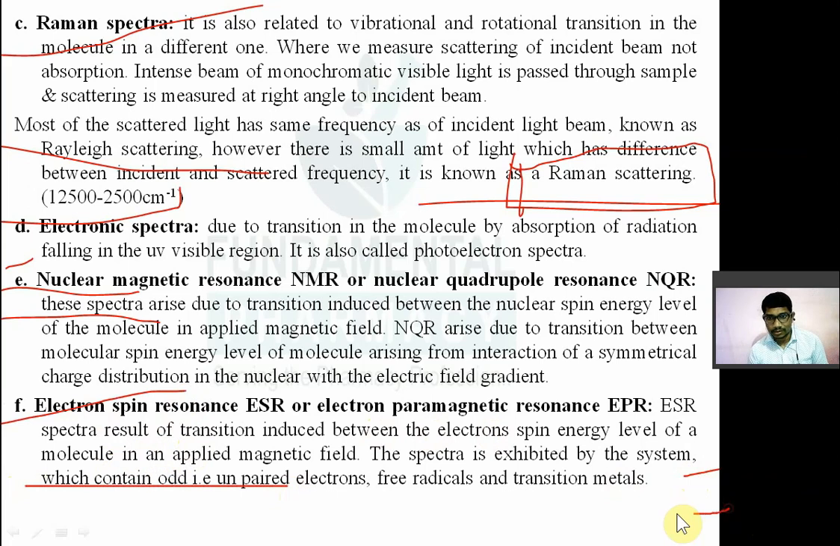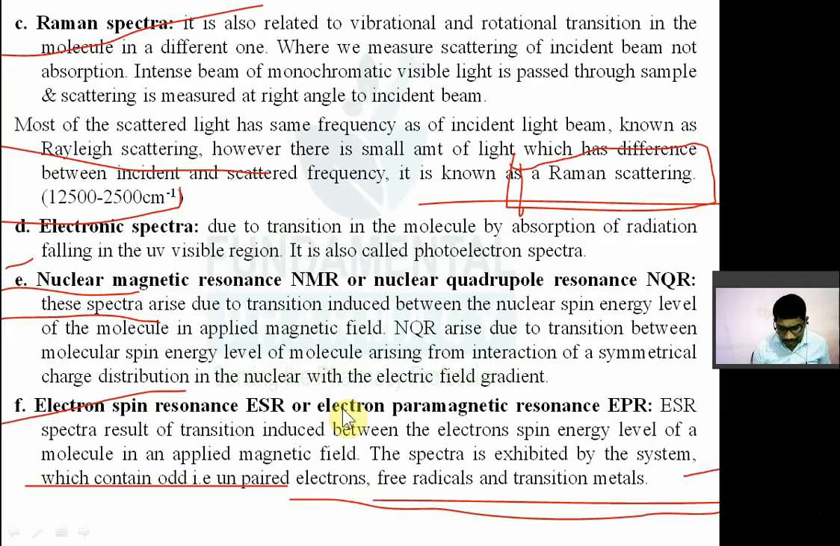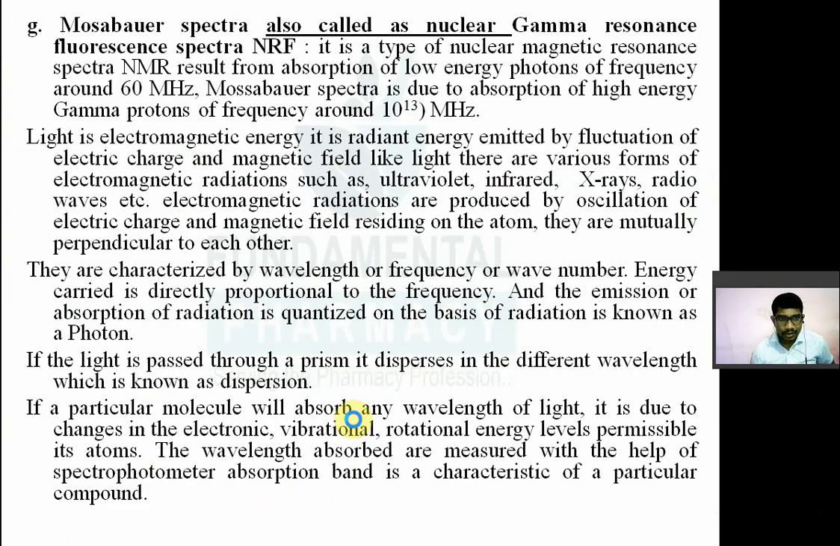So this electron spin resonance, systems which have odd electrons, unpaired electrons, free radicals, transition metals, they will show this electron spin resonance. So these are the types of spectroscopy. Okay, then again Mossbauer spectra.